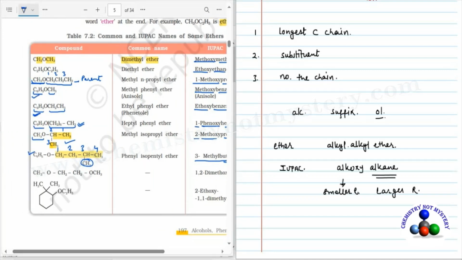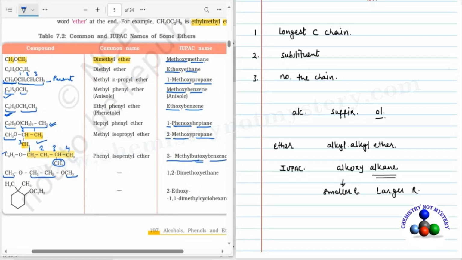Now come to the next example. Here there are two ether groups. In one part, methyl is on one side, and here CH2, CH2, again O, CH3 is there. This is the parent chain, and this is one carbon and this is the second carbon. To one carbon methoxy is attached, and on the second carbon again methoxy is there. So here you will write 1,2-dimethoxy ethane.